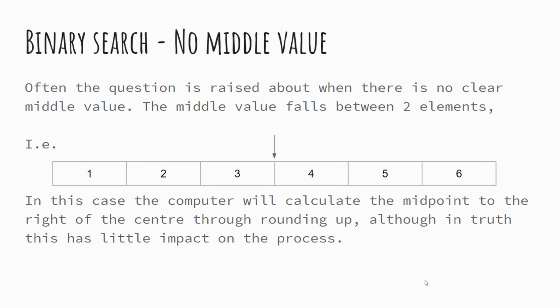Now, if you use the computer to calculate the midpoint, it will round it up to the value just to the right of the midpoint. So in this case, 4. Now, the thing that I would say is that fundamentally, it makes very, very little difference in the efficiency of the algorithm. So I wouldn't panic too much whether you chose the left or the right-hand point of it. If you're using the computer to code it, that will automatically take care of it for you. But again, as I say, it has very little impact on the efficiency of your algorithm.